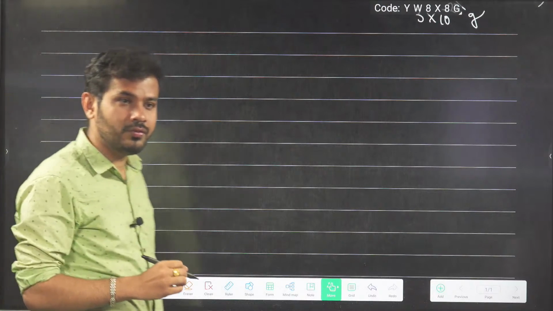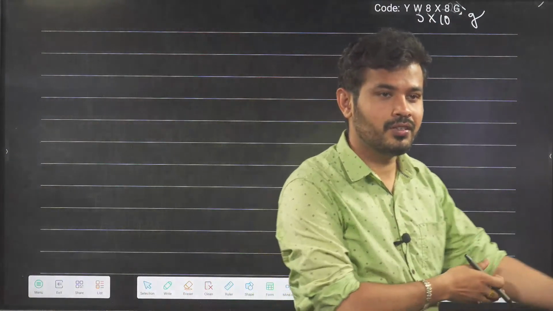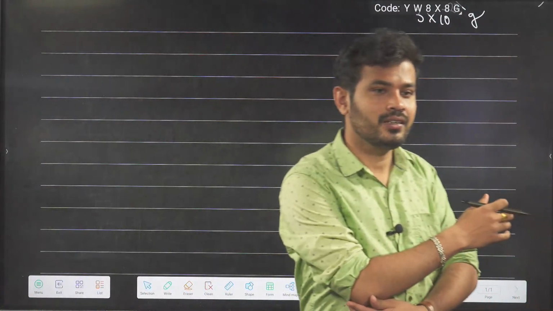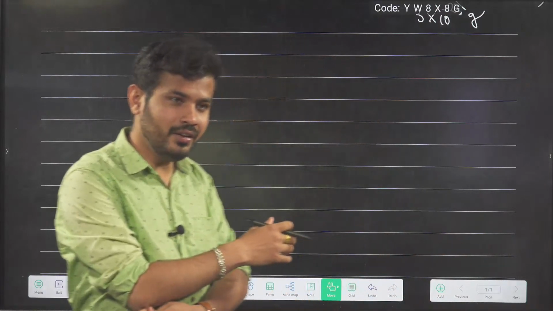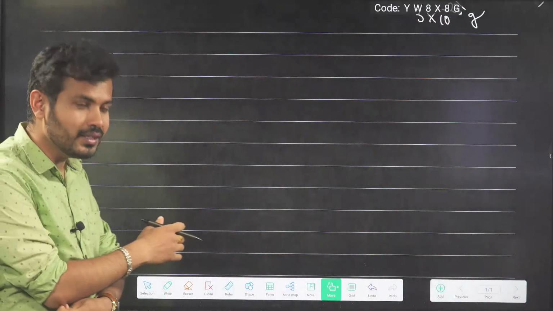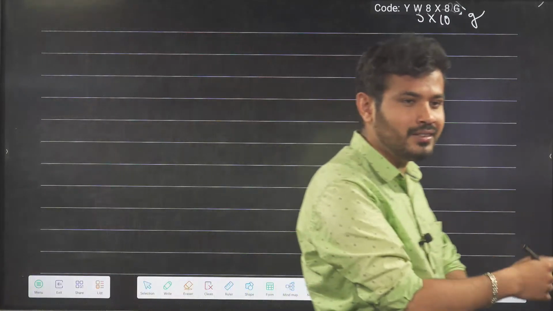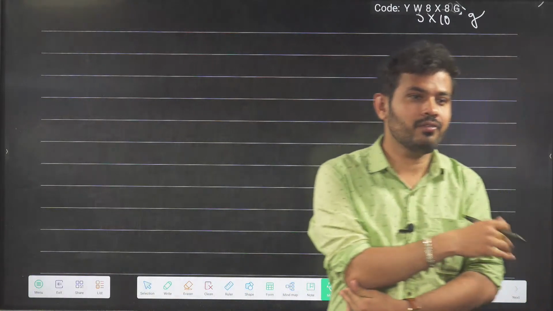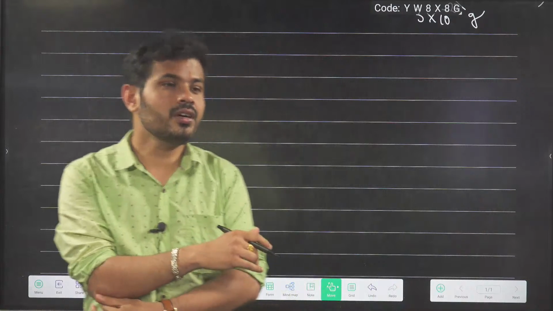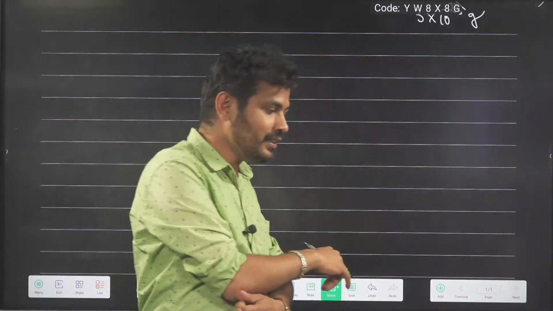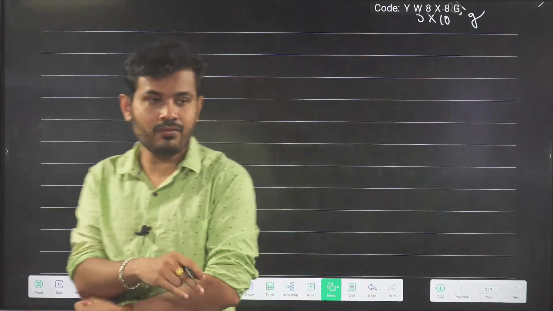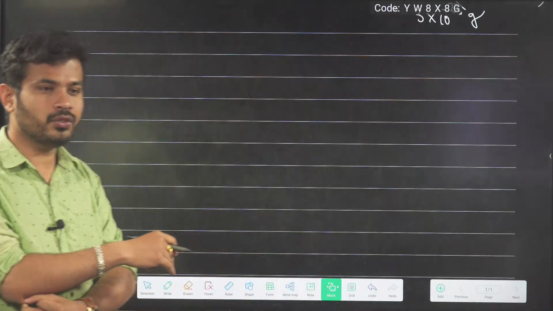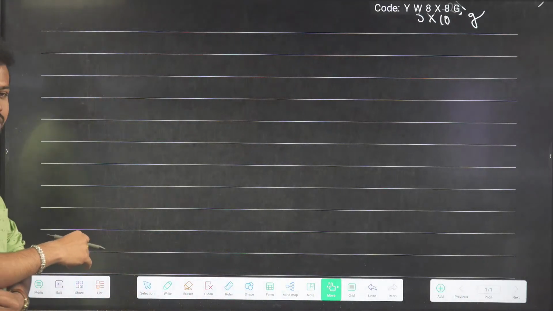Sir, can we use the formula number of atoms equals given mass into Avogadro's number divided by molecular mass? Yes, Harika, we can use the formula, but what I'm saying is we will go to the formula in Monday's class. We will discuss the formula in the Monday class. I will give you some other tricks also, and we will be solving around 30 to 40 questions in the Monday class. Please ensure this.